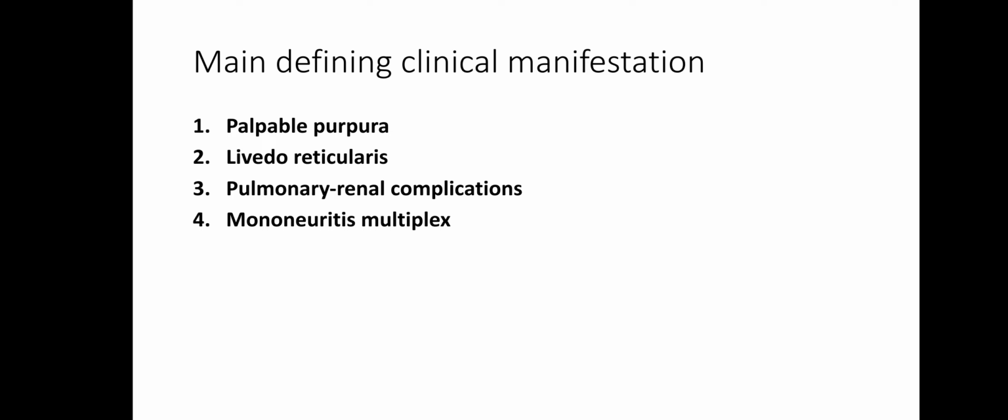So palpable purpura, again, as I said, bruise-like discoloration of the skin. It's purplish in color. Livedo reticularis, again, net-like lesions on the skin. And then any disease which affects both the lungs and the kidneys together, usually you should think of vasculitis as one of your main differentials.